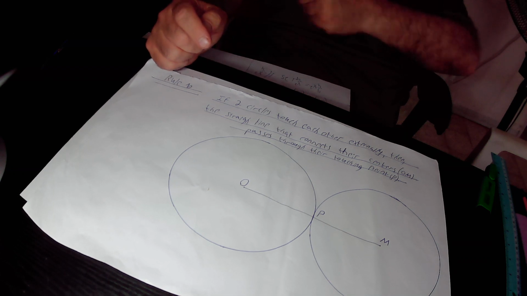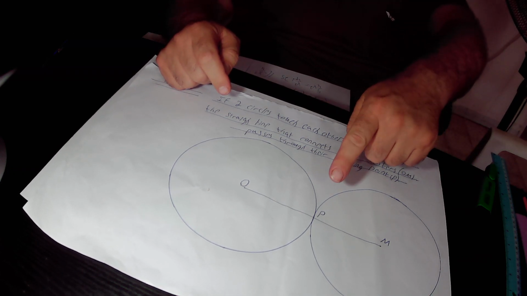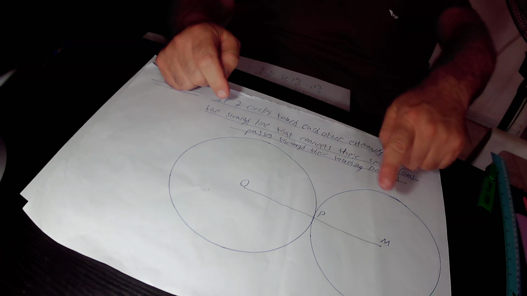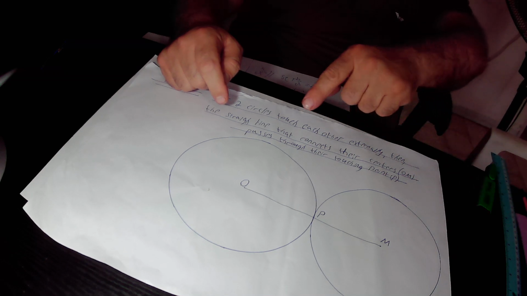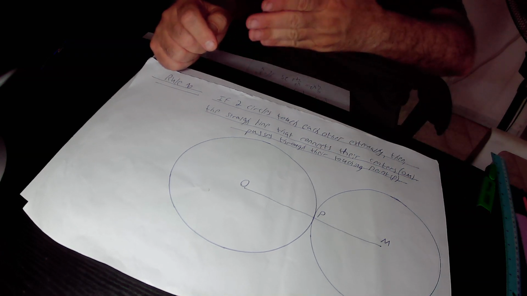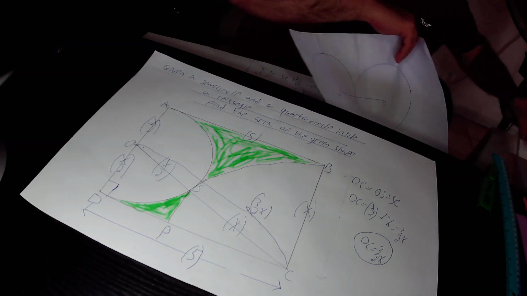And according to this rule 10, the straight line OM must pass through their touching point, that is point P. Again, OPM is one straight line according to this rule 10. So we can actually implement rule 10 in our drawing.